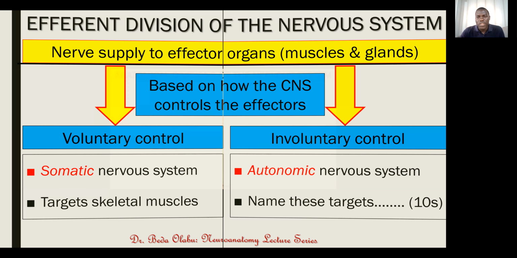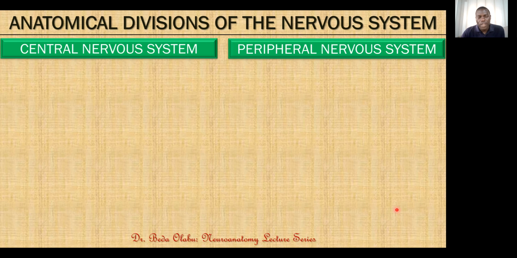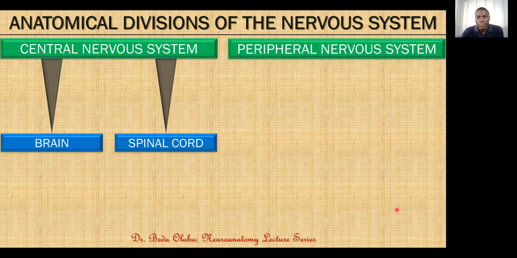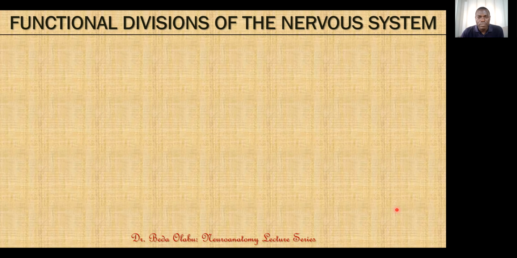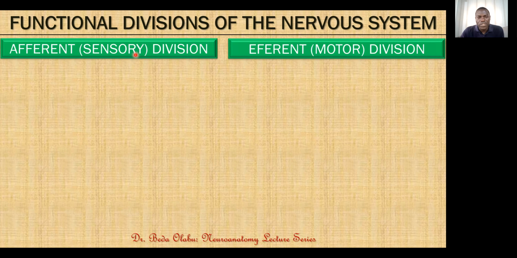So let's review. We have said that we have the anatomical division of the nervous system, which can be divided into central nervous system and peripheral nervous system. When you talk of the central nervous system, we are referring to the brain and the spinal cord. When you talk of the peripheral nervous system, you're referring to cranial nerves and spinal nerves. That is the anatomical division. But you can also divide the nervous system functionally into the afferent division and the efferent division. The afferent division is concerned with sensations. Generally, we can divide the type of sensations which go to the central nervous system into two. There are those that we call special sensations, and those that we call general sensations.